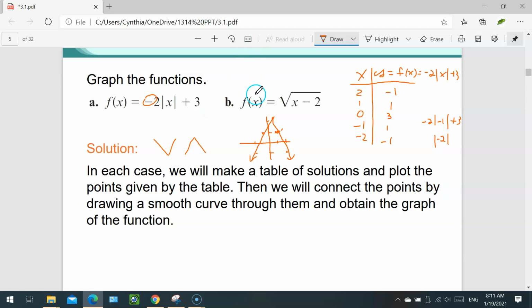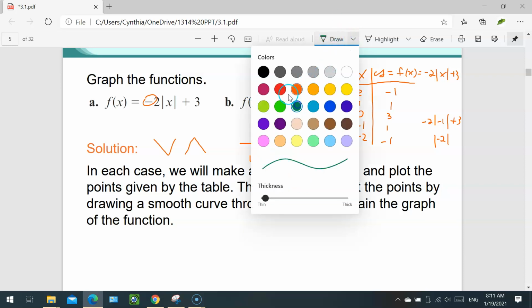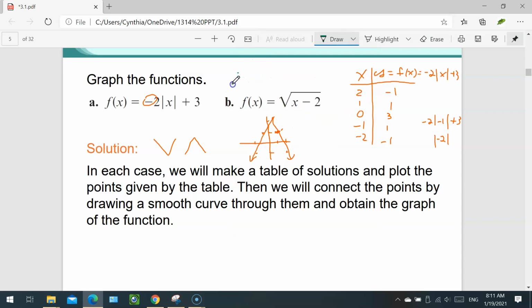Okay, so now we try B. B is a square root function. Let me change your color. When you have the square root function, you should know the graph will have a curve like this. I always call it a Nike curve. When you have a positive square root function, your curve goes up forever. When you have a negative square root function, the curve goes down.